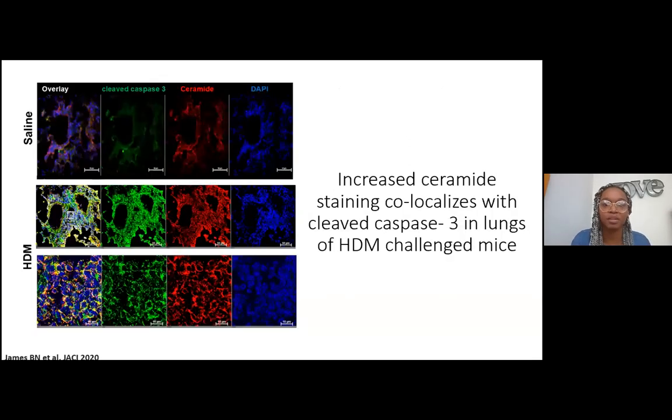Lung sections from saline and house dust mite mice also confirmed our finding of increased ceramide and cleaved caspase 3 staining in the HDM group. But I also wanted to bring to your attention the increased co-localization that we saw between the cleaved caspase 3 and the ceramide, which is in line with previous knowledge that we all know of ceramide being a potent inducer of apoptosis.